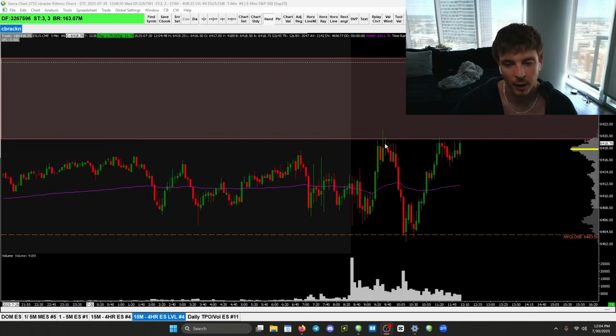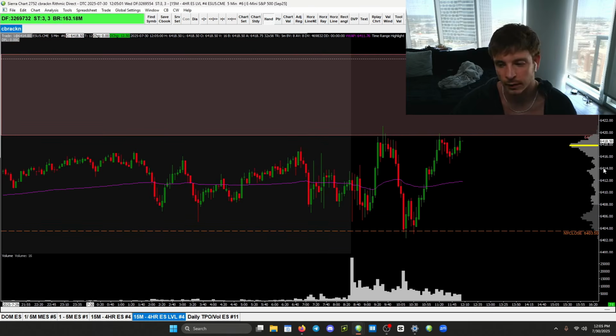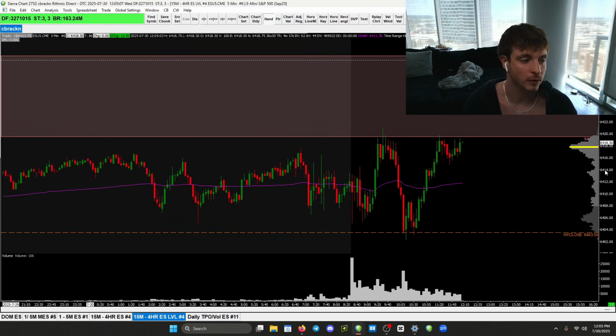This is literally in my plan. This setup right here, perfectly in my plan. It actually worked out for like 16 points, I believe. 15, 14, 15 points, which is a perfect trade for me on ES. So I totally missed out on that because I was like, you know what? We're so balanced, we're so choppy. I'm just done trading. And I'm not even saying that's the worst decision to make.